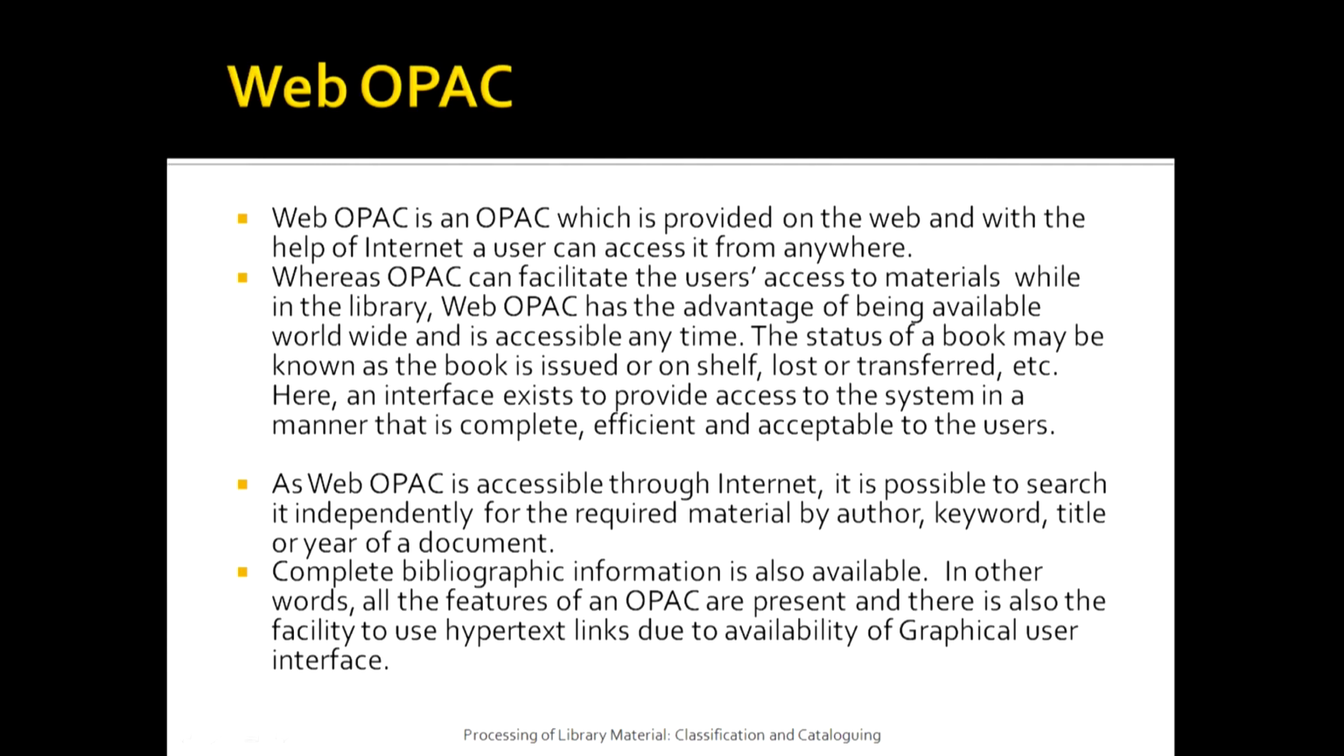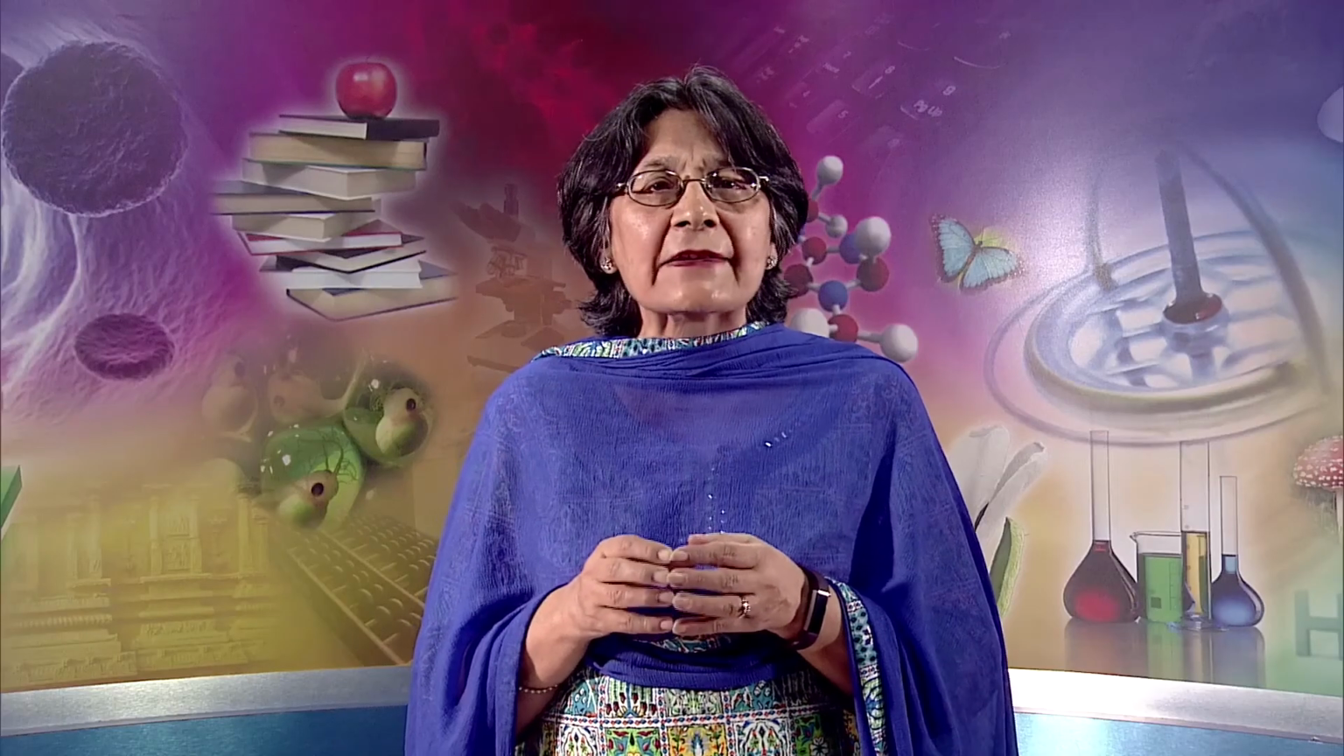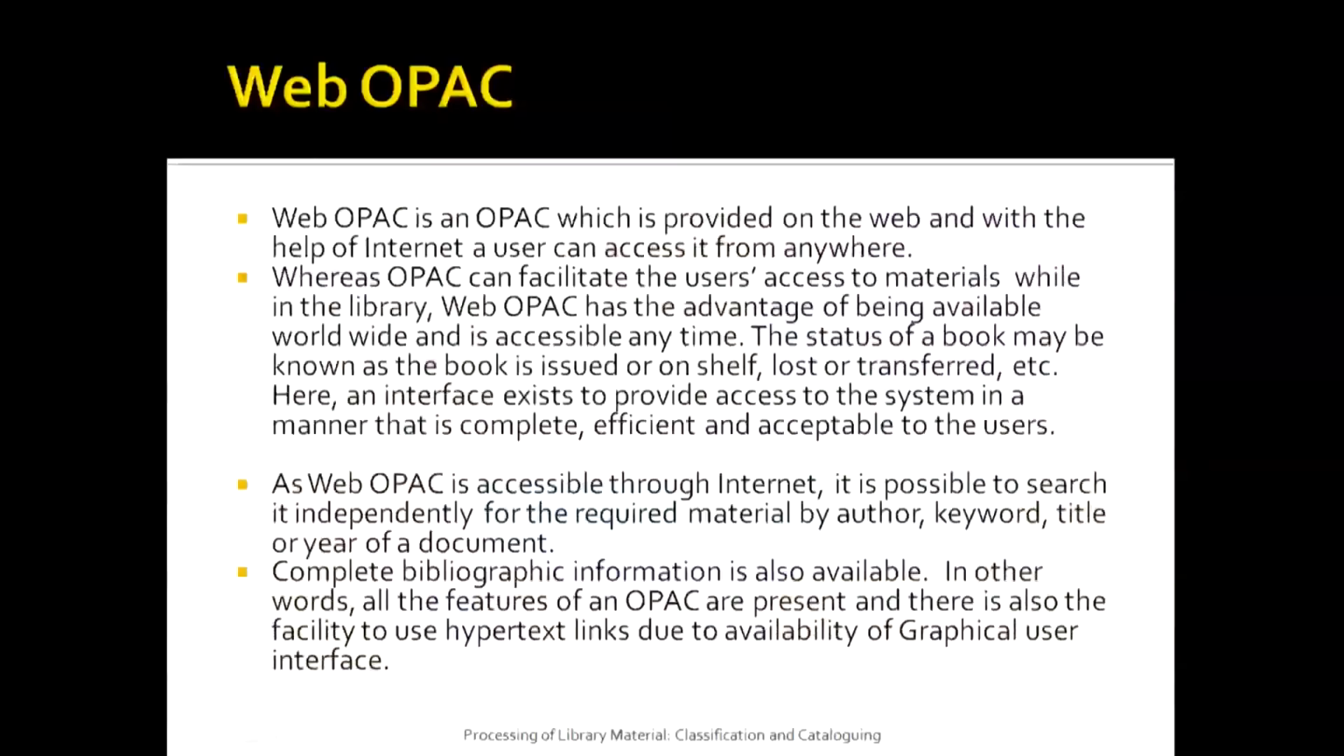The status of a book may be known as the book is issued or on a shelf, lost or transferred, etc. Here, an interface exists to provide access to the system in a manner that is complete, efficient and acceptable to the users. So, as Web OPAC is accessible through internet, it is possible to search it independently for any user from anywhere by author, keyword, title or year of the publication. Then complete bibliographic information is also made available in the Web OPAC.